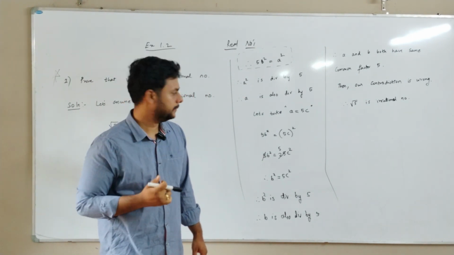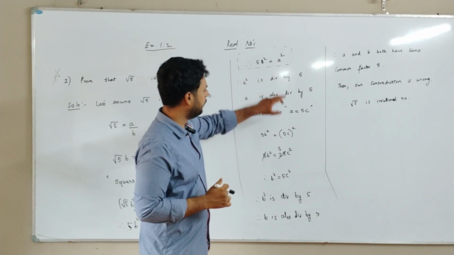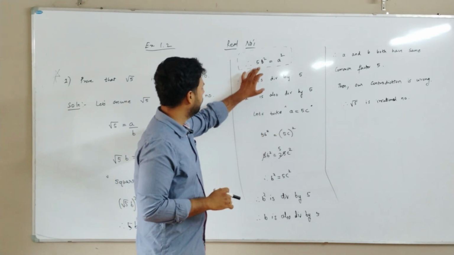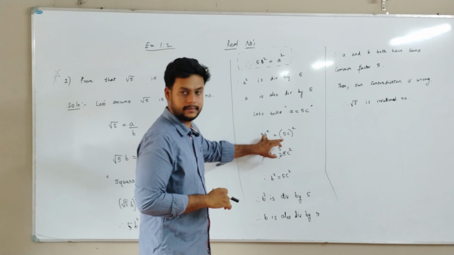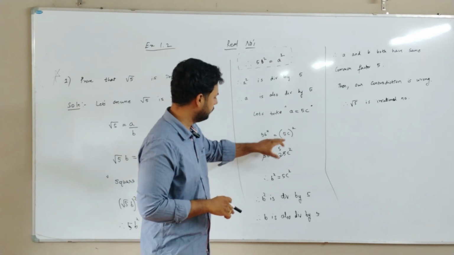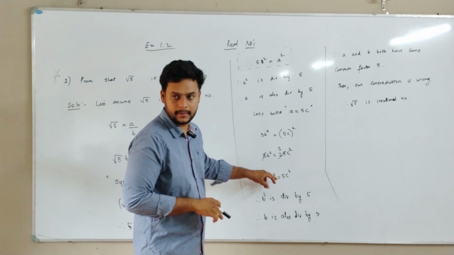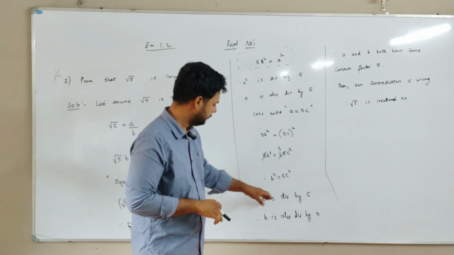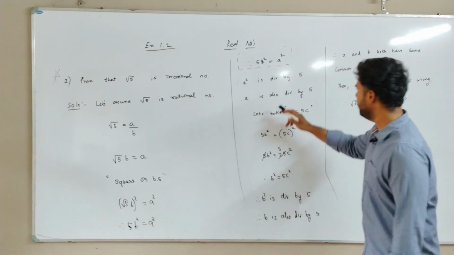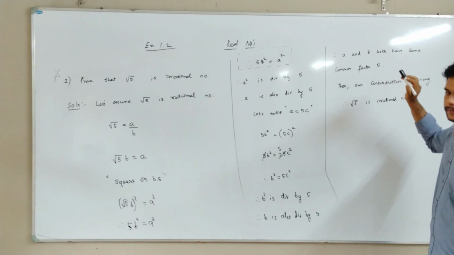Next, what you should do is take a is equal to 5c. Then 5b square is equal to 5c whole square. 5 ones are 5, 5 fives are 25. Again you will get the same 5. Now this time b square is divisible by 5 and b is divisible by 5. So when both a and b are divisible by 5, that means it has a common factor 5.